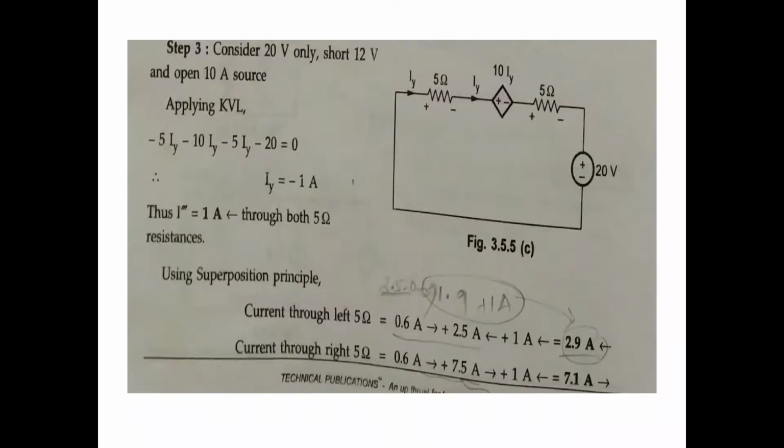Okay, so using the superposition theorem, the current through the left 5 ohm: first 0.6 amps, which is 12 by 20, then minus 2.5 gives 1.9, plus 1 is 2.9. The current through the right 5 ohm: 0.6 amps plus 7.5 amps, the I2 current, is 8.1, minus 1 amp is 7.1. Finally 2.9 plus 7.1 is 10 amps.